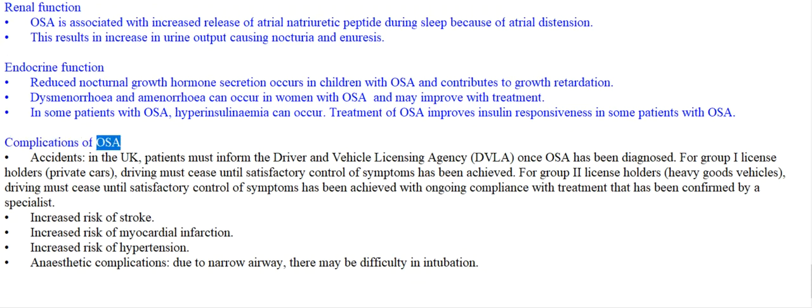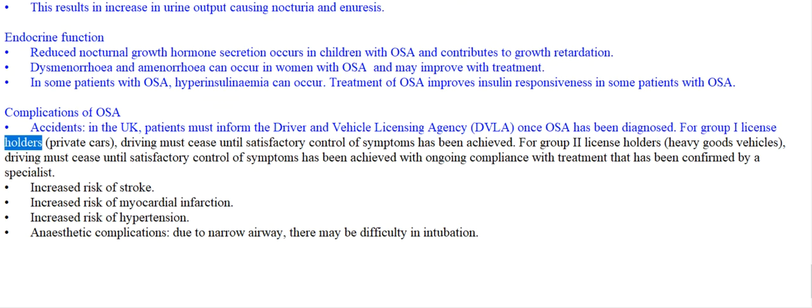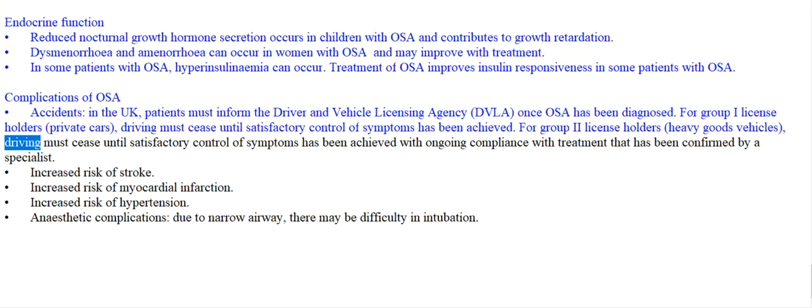Complications of OSA. Accidents. In the UK, patients must inform the Driver and Vehicle Licensing Agency, DVLA, once OSA has been diagnosed. For Group I license holders, private cars, driving must cease until satisfactory control of symptoms has been achieved. For Group II license holders, heavy goods vehicles, driving must cease until satisfactory control of symptoms has been achieved with ongoing compliance with treatment that has been confirmed by a specialist.